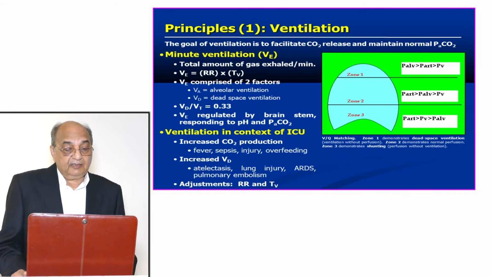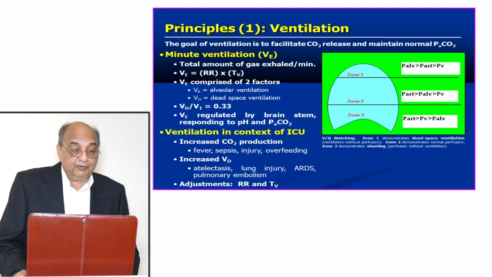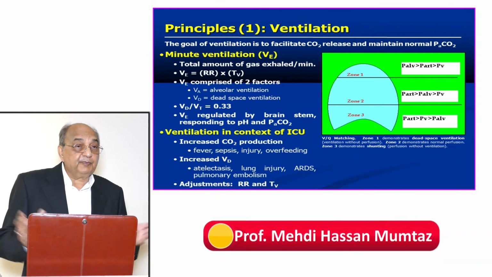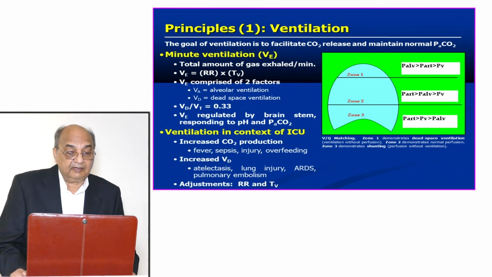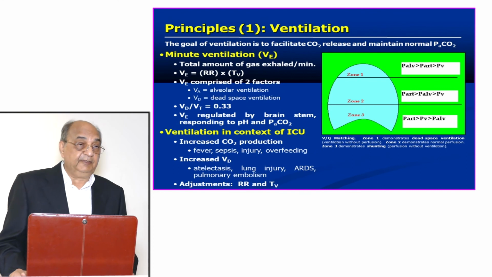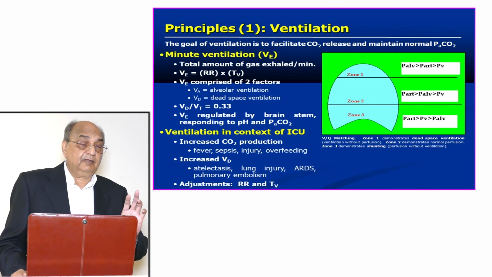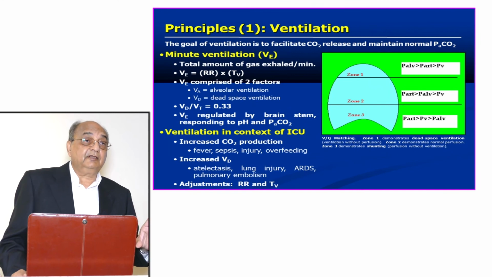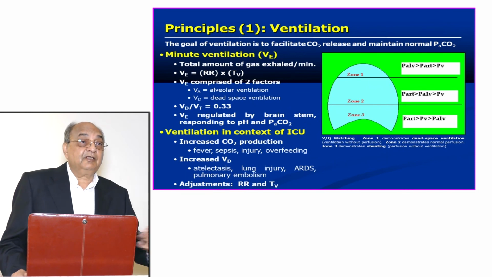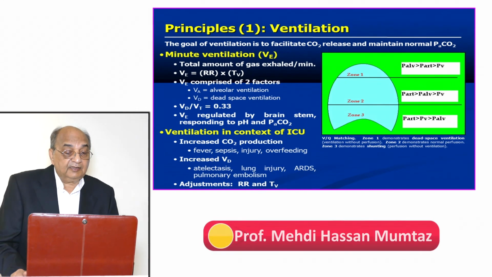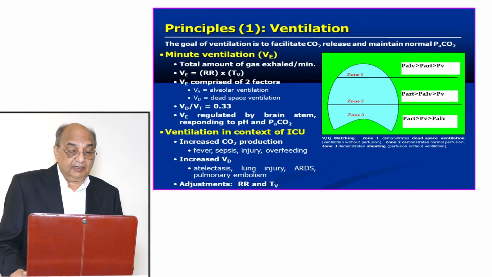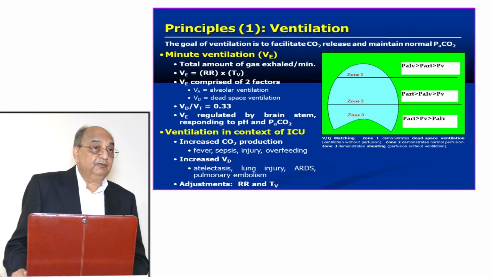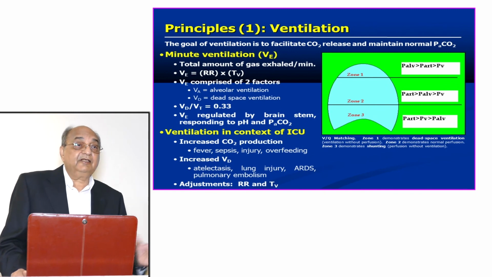Now, ventilation in the context of ICU. In ICU, there are conditions which produce more carbon dioxide, like fever, sepsis, injury to the chest, or overfeeding. These are the conditions you will have to look at when the patient is in ICU on a ventilator, as they produce more carbon dioxide. So we have to wash out the carbon dioxide from the body also. And there is an increase of dead space in some conditions, like atelectasis, lung injury, ARDS, and pulmonary embolism. Your dead space increases more than the ventilatory area.